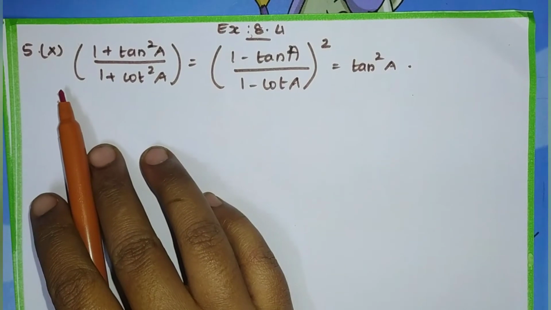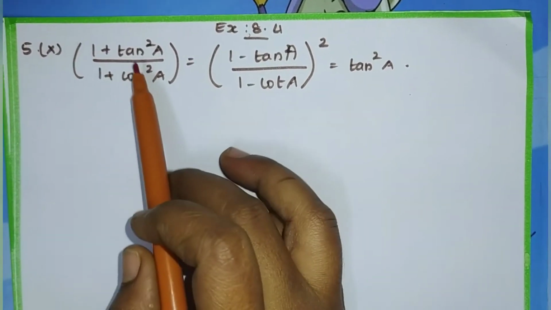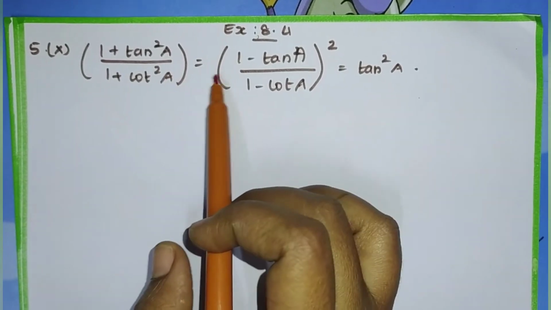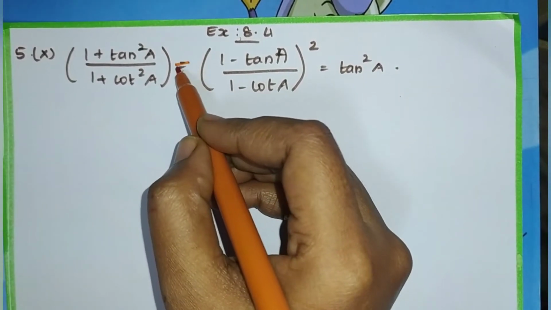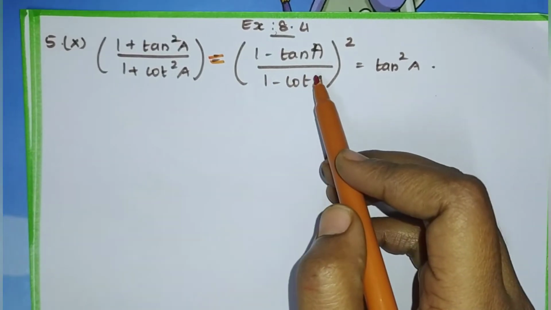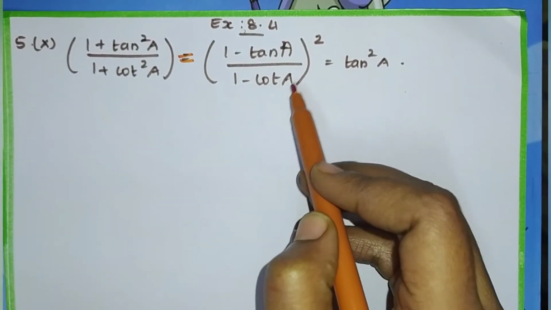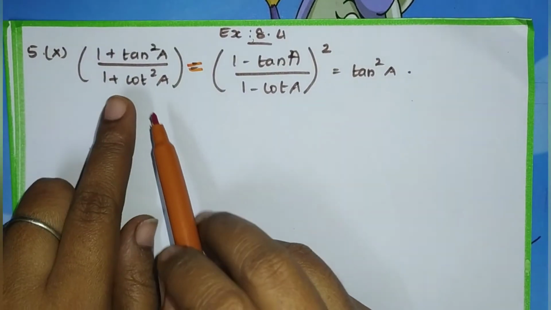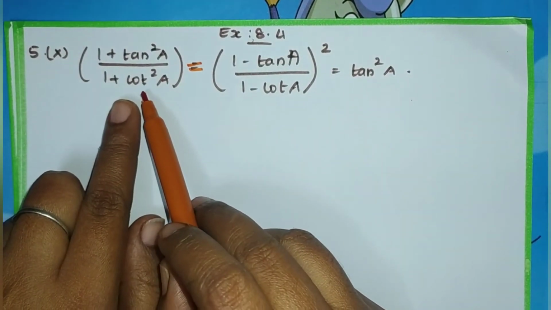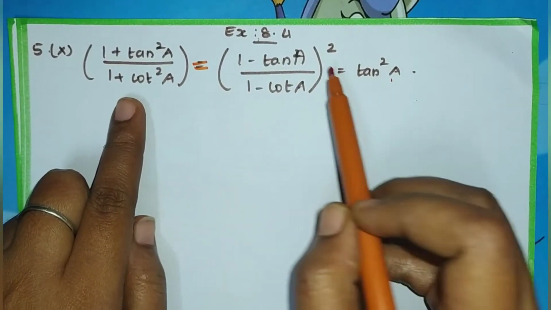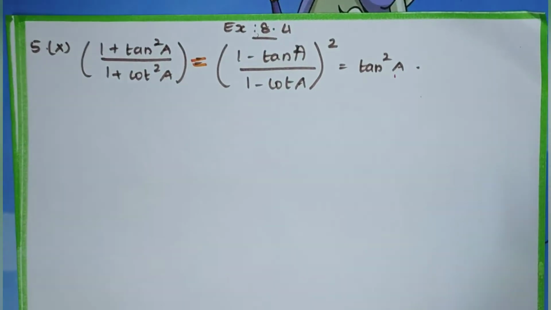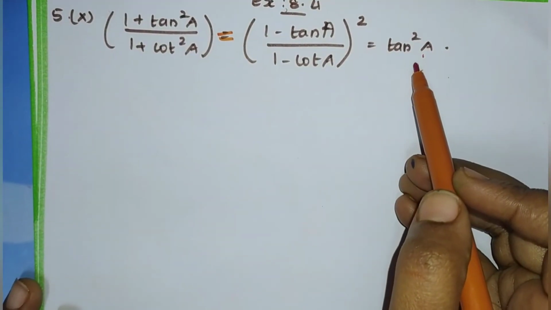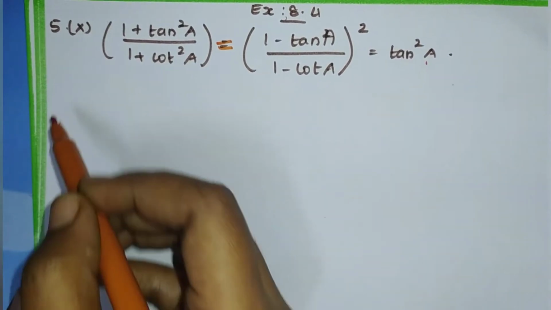10th subdivision problem. 1 plus tan square A divided by 1 plus cot square A is equal to, not plus sign, is equal to 1 minus tan A divided by 1 minus cot A the whole square is equal to tan square A. So you have to prove this one is equal to this one and this one is equal to this one. Okay, first I am going to take this one and I am going to prove that tan square A.